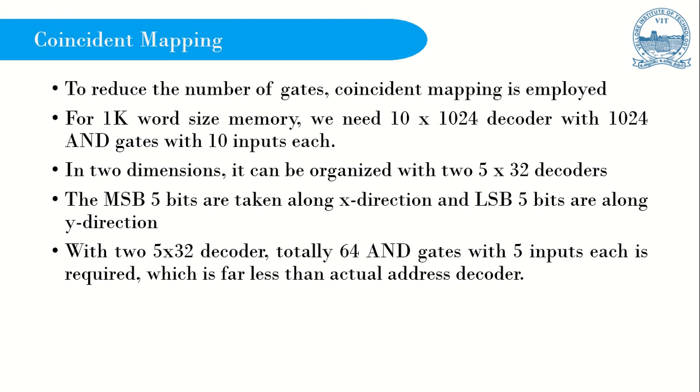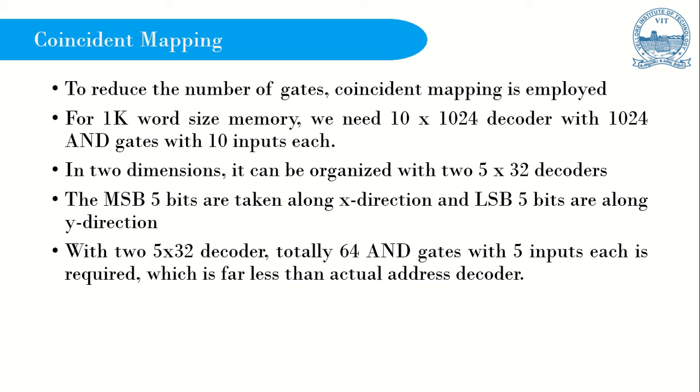So instead, what I'm doing here is taking two 5 cross 32 decoders arranged in the form of an array. Again, the number of address bits required remains the same for 1024 locations, but how it is organized and addressed is different. Out of 10 bits, the MSB 5 bits are taken along the X direction and the LSB 5 bits are taken along the Y direction. With two 5 cross 32 decoders, we need only 64 AND gates, and each AND gate holds 5 inputs at a time.